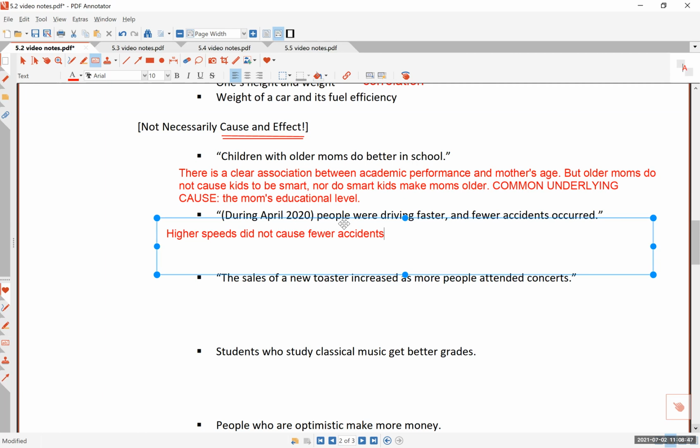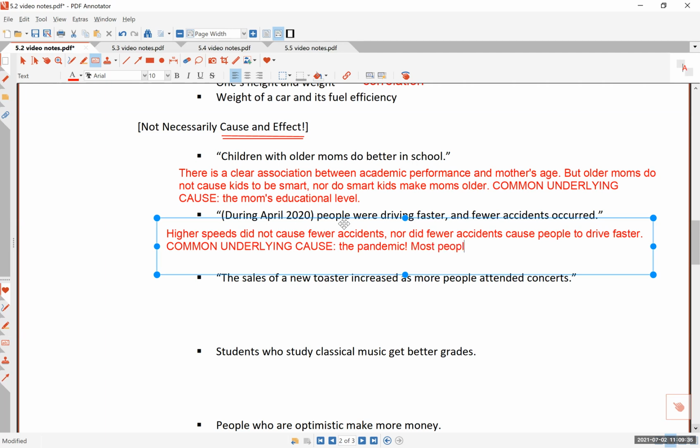So that's why an association or correlation does not prove any kind of causal relation. Association does not imply causation. Make sure you understand that. Higher speeds did not cause fewer accidents, nor did fewer accidents cause people to drive faster. Again, there was a common underlying cause. What was the common underlying cause that resulted in both of these differences, or both of these trends or changes? The common underlying cause was the pandemic.